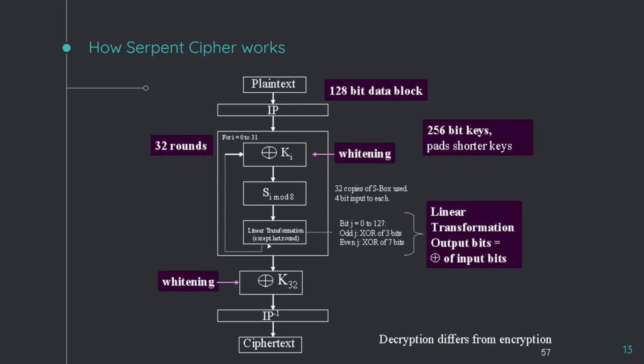Then in the last round, the output bits are again XORed with another subkey, and then it goes through the final permutation. This final permutation is sometimes also known as the inverse of the initial permutation. Hence, we can see IP inverse here. Finally, we get our ciphertext.